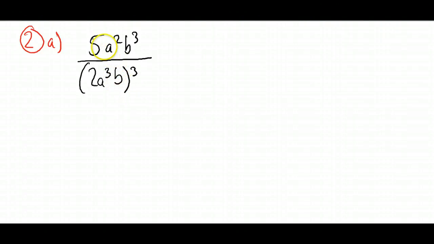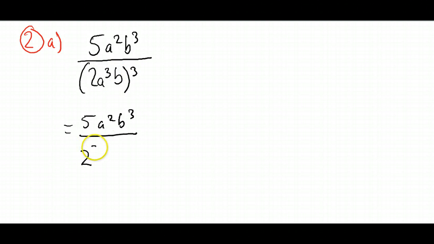Okay, here's another problem. So this time we've got something on top which already looks to be pretty well simplified, but on the bottom we've got some brackets that we need to get rid of. So first let's get rid of those brackets. Alright, the top bit's going to stay the same, so I'll just rewrite that. And then on the bottom we've got 2 inside the brackets, and outside the brackets is a power of 3, so that's got to get raised to the power of 3. Remember, it's like a 2 to the power of 1, 1 times 3. And then we've got a to the power of 3, 3 times 3 is 9, and b to the power of 3 just becomes b to the power of 3, because that's b to the power of 1.